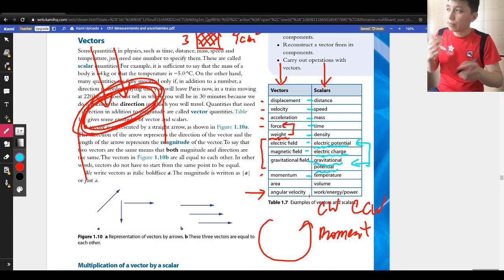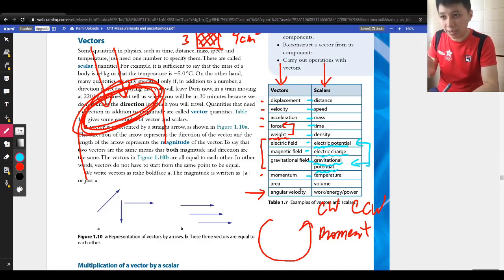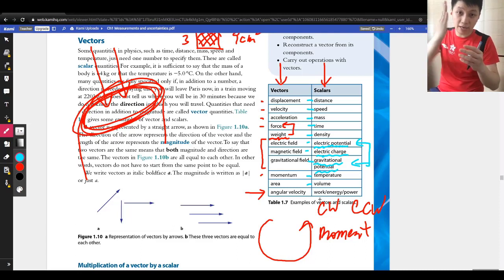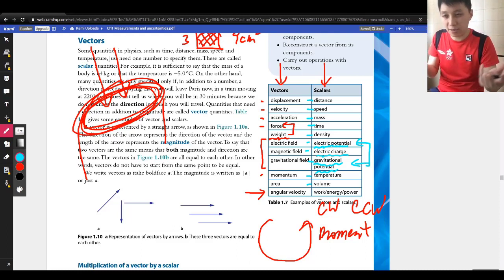Temperature, you may sometimes say the temperature goes up or down, but that is actually referring to increase or decrease, right? They don't actually physically move up or down. So scalar. Volume, for area, you can talk about it because area has to orientate with a certain direction, but for volume, you really cannot say that. So that's why it's scalar.